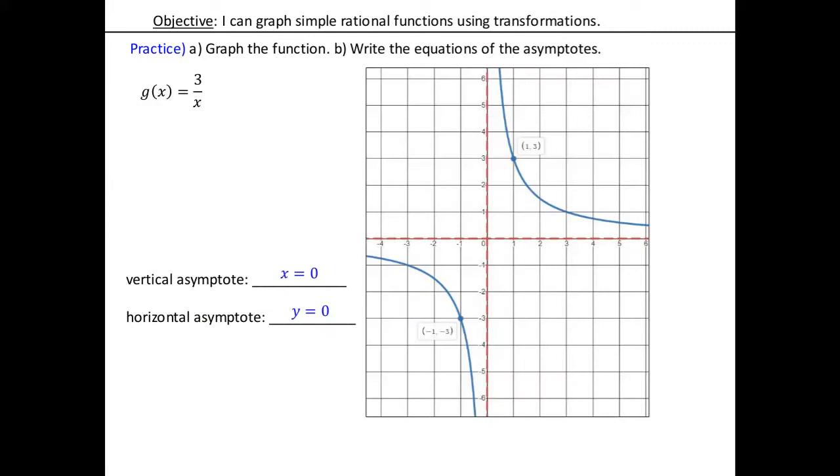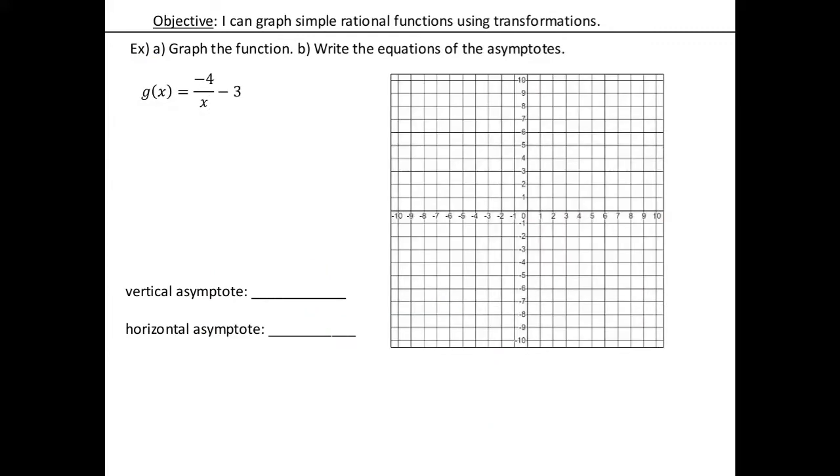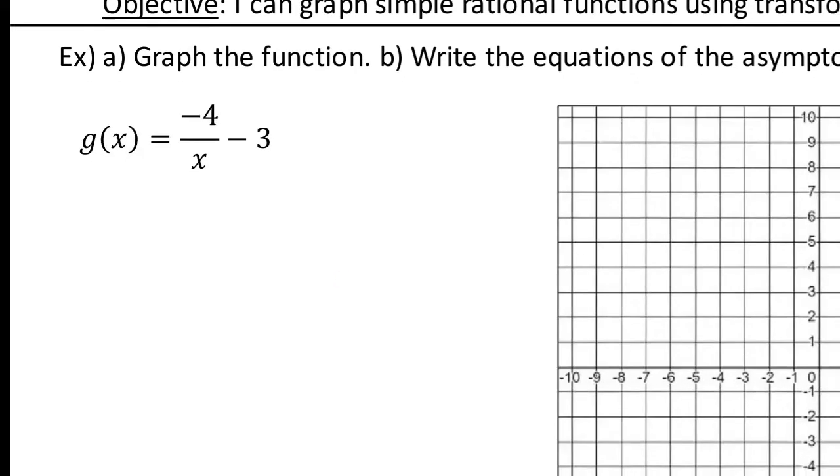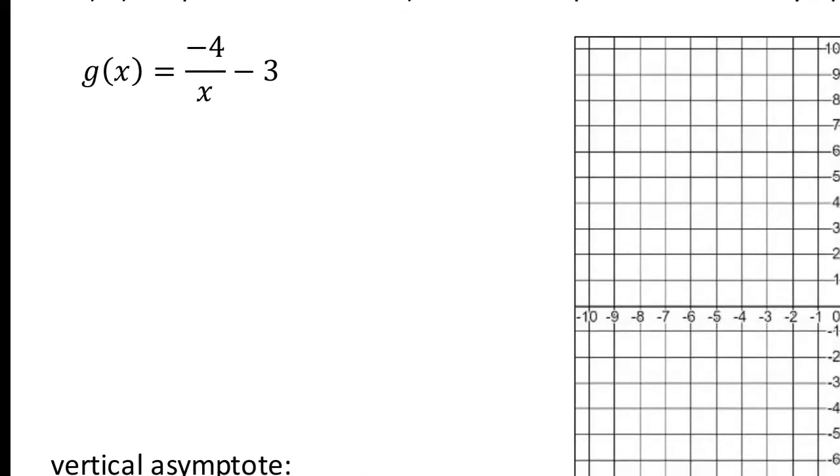All right, so let's look now at this next example. It's going to start to get a little bit more difficult, but we're going to have a lot going on here. So we got g of x equals negative 4 over x minus 3. Negative 4 over x minus 3. All right, so go ahead and talk to your partner. What are A, H, and K here, and what are each of those going to tell you to do to the graph?